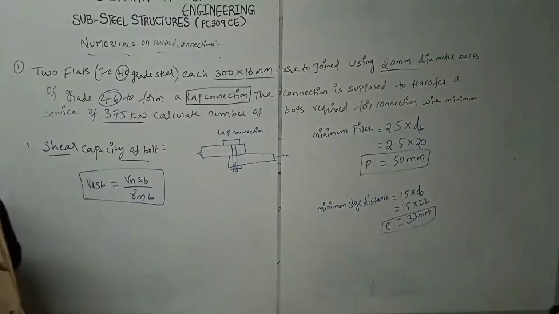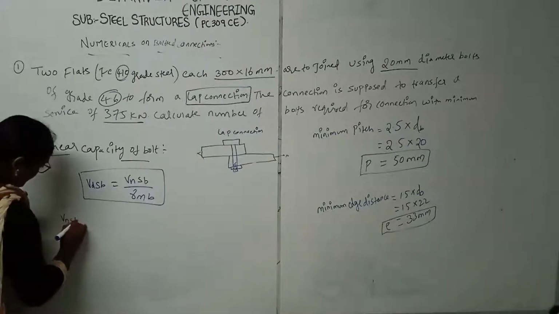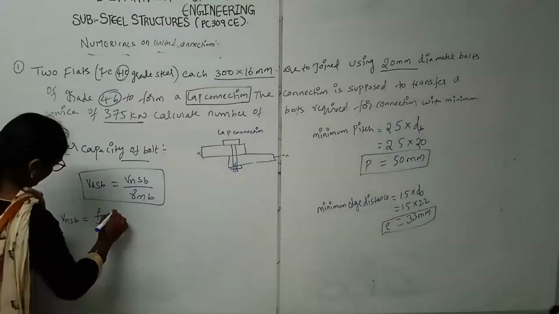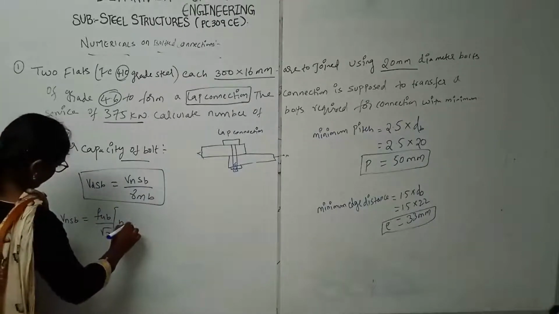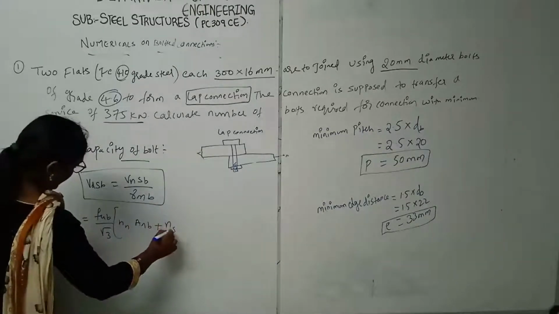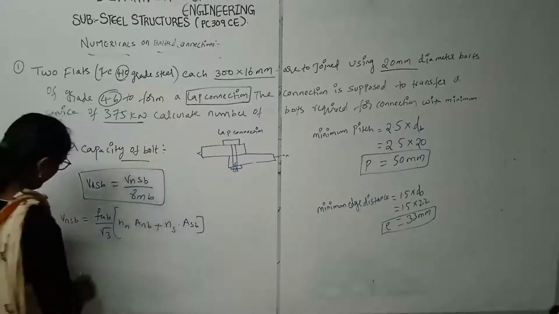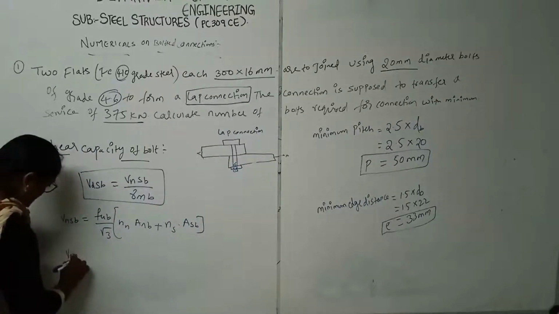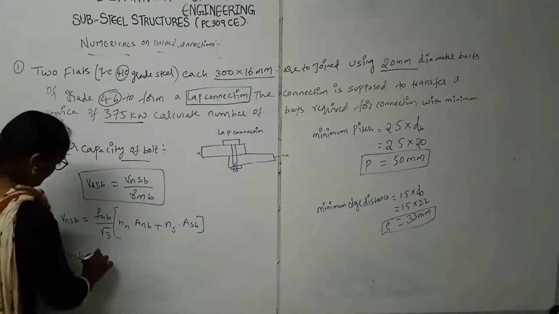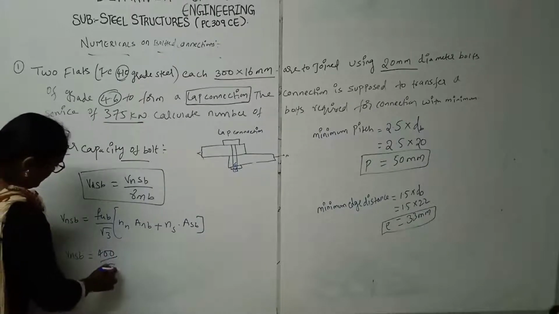So what is here? What is the VNSB? It is FUB by under root 3 into (NN times ANB plus NS times ASB). So right here VNSB equal to, FUB is 400 Newton per mm square, by under root 3.